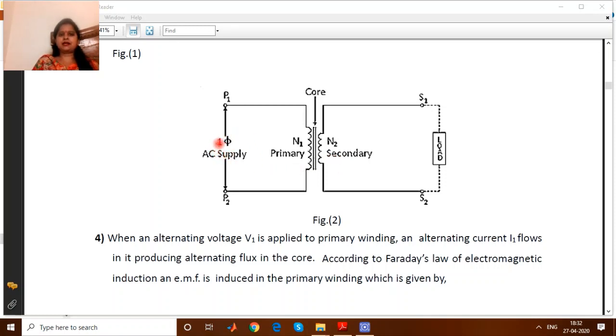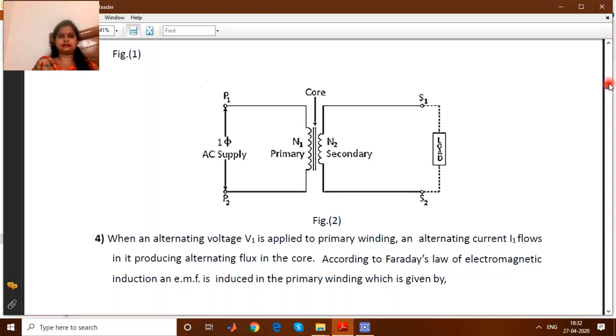So this is called mutual induction, and we know that there is an AC supply, which is sinusoidal AC. So the flux generated through this winding is also alternating in nature. Because of this, there will be d phi by dt, the rate of change of flux. The EMF generated in this winding, E2, will be proportional to d phi by dt, that is, the rate of change of flux. This is the basic principle of the transformer.